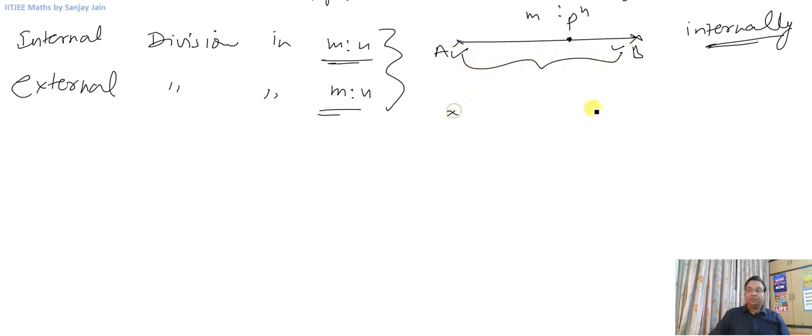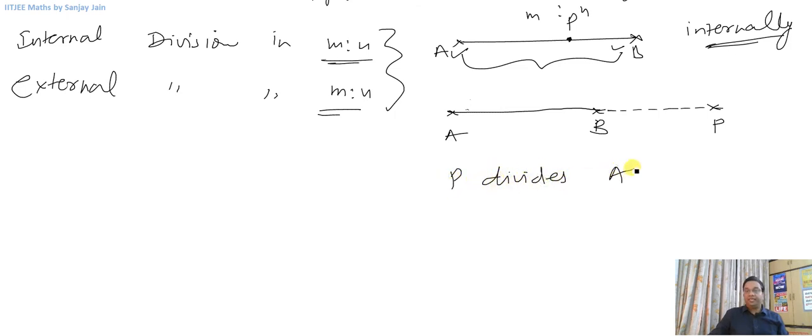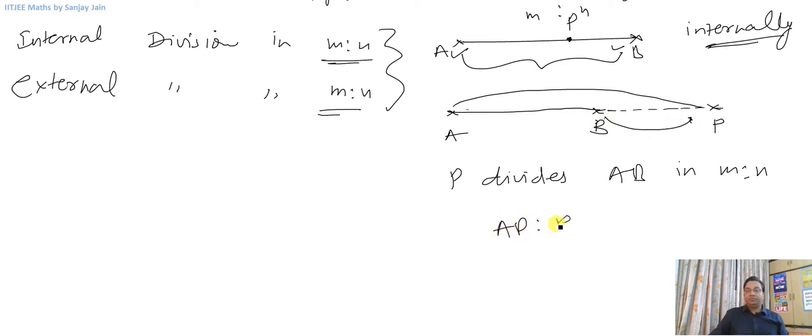But now consider a situation where this is the line segment AB, and the point P is on the extended portion of this line, or you can say outside of this line. Now if point P divides AB in m is to n, then that would mean AP is to PB is m is to n. Now this is internal division, this is external division.